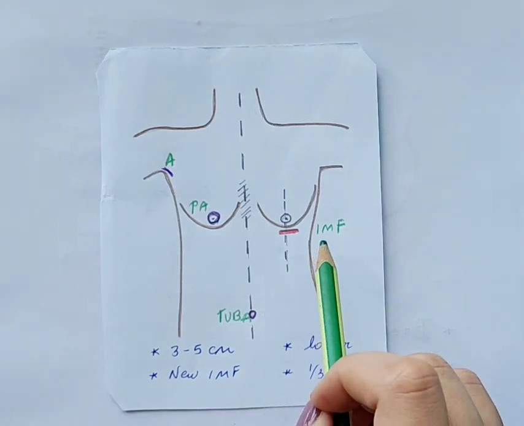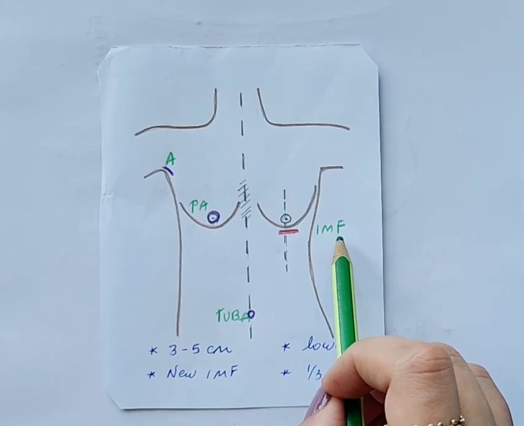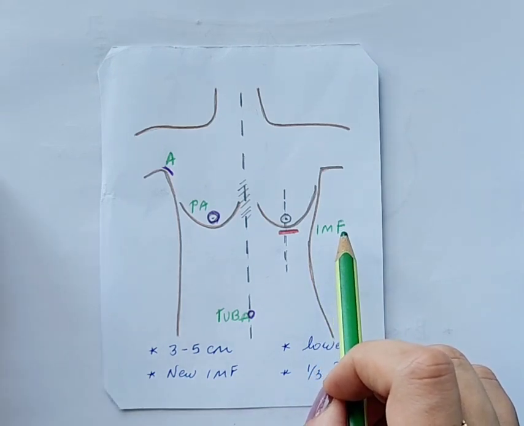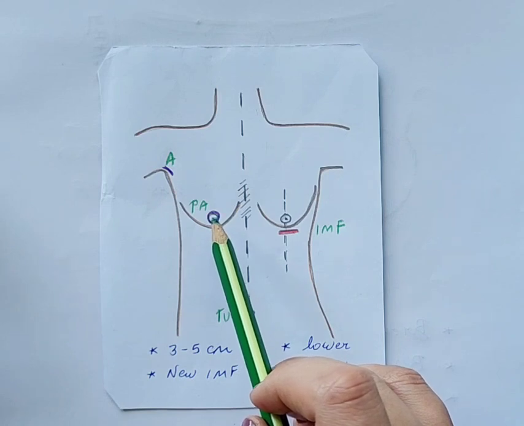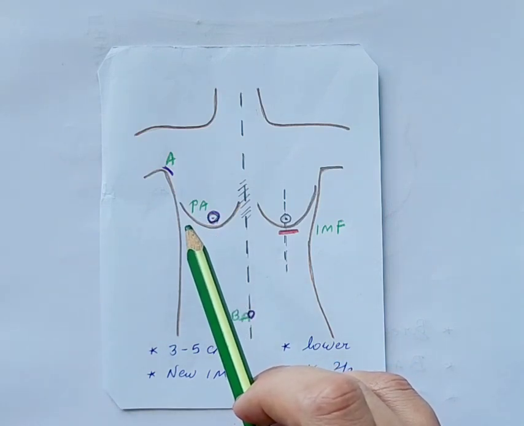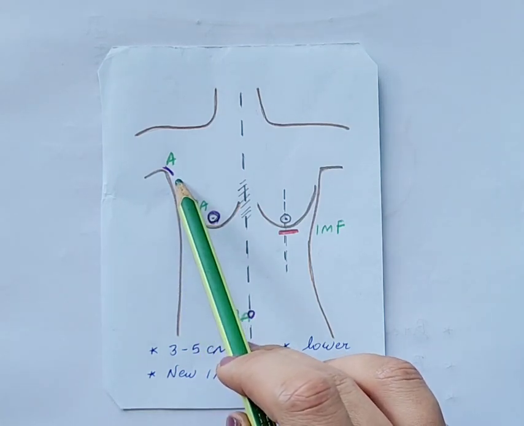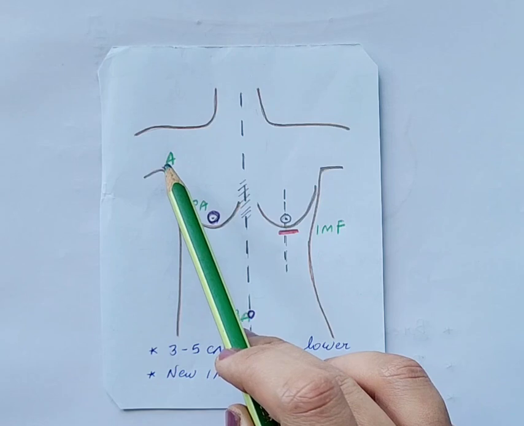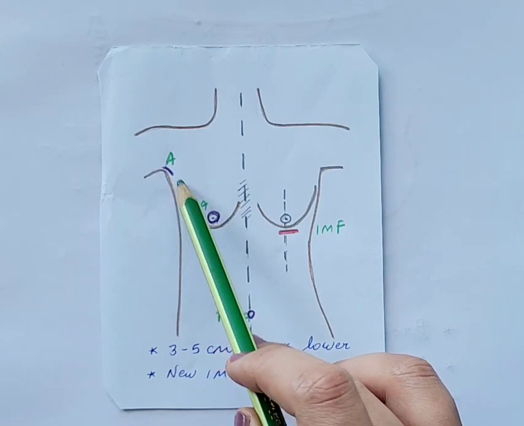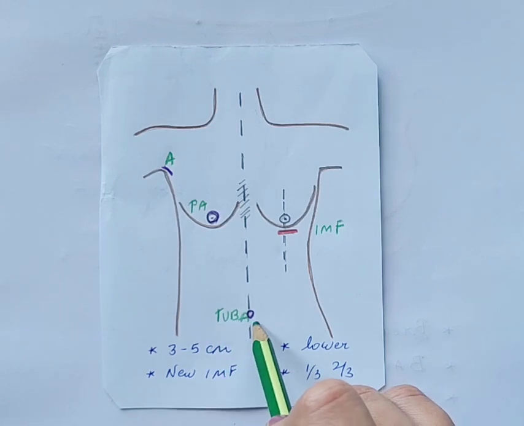Now, the commonest approach used for implant placement is through the inframammary fold. There are also other approaches through the periareolar region, but that usually involves decreased sensitivity of the nipple or damage to the lactiferous ducts. Then there is an endoscopic approach via the axillary region, and the umbilical approach, which is known as TUBA.